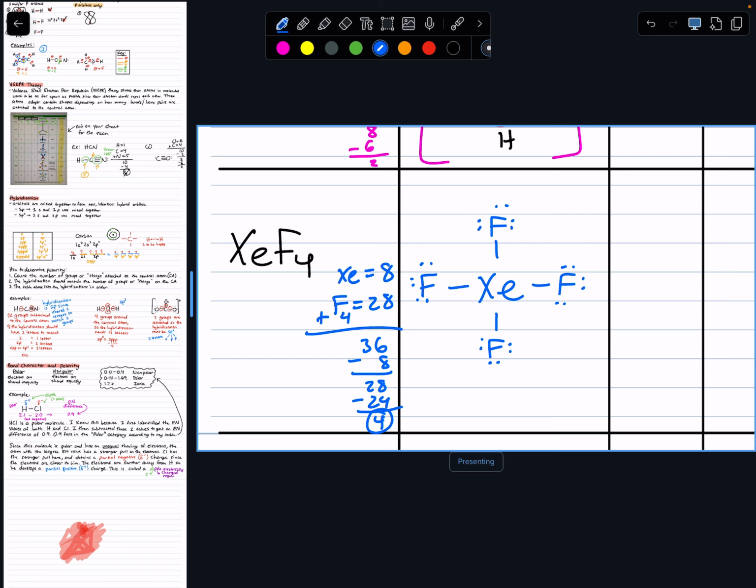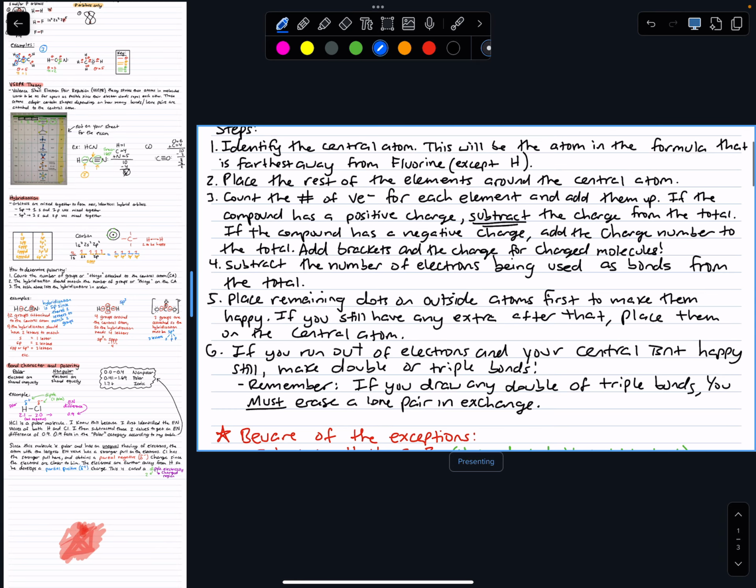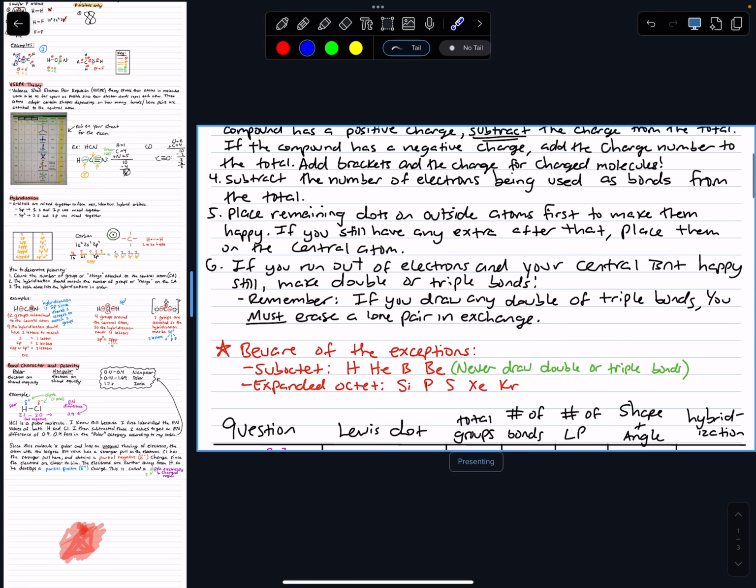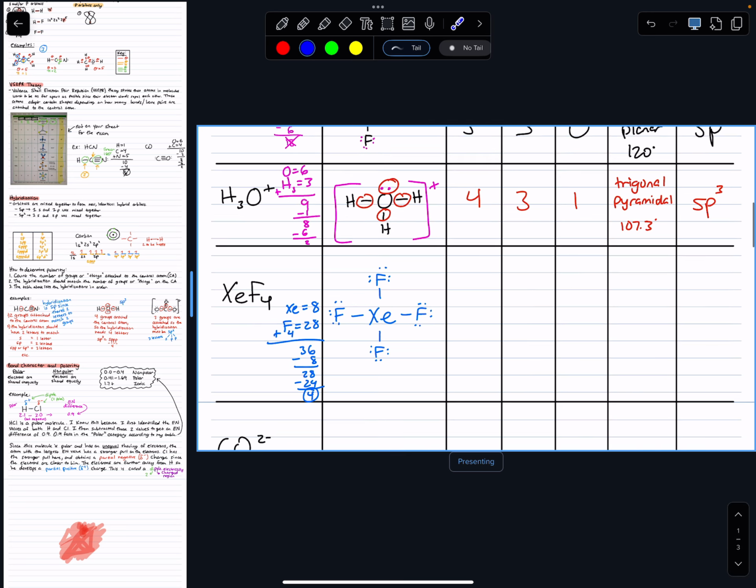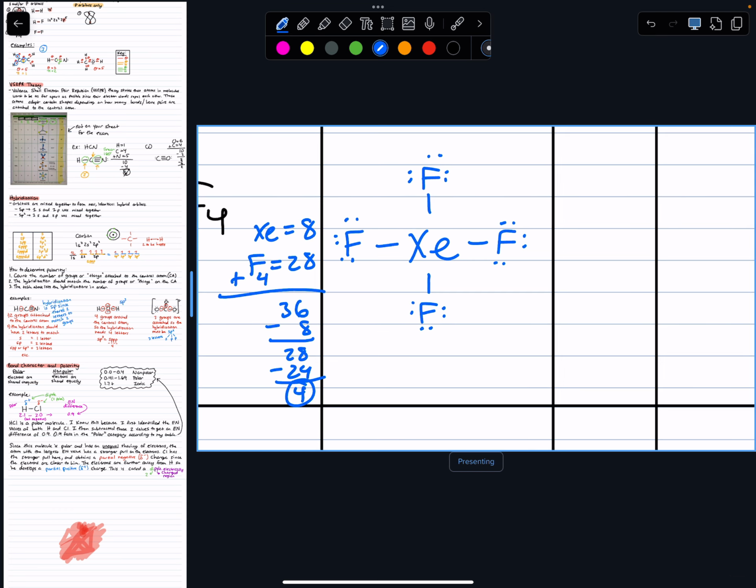Yeah, you can. Why can I put it on xenon? Expanded octet. Right, it's an expanded octet. So if I go over here to my exceptions, remember, expanded octet elements are these 5. So xenon is allowed to take extra. So you don't have to scroll up, the things are right there. Oh, good. Yes, thank you.